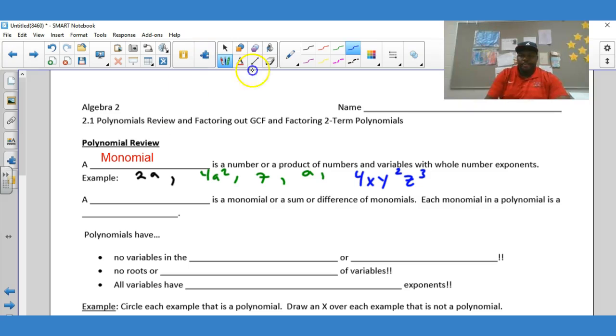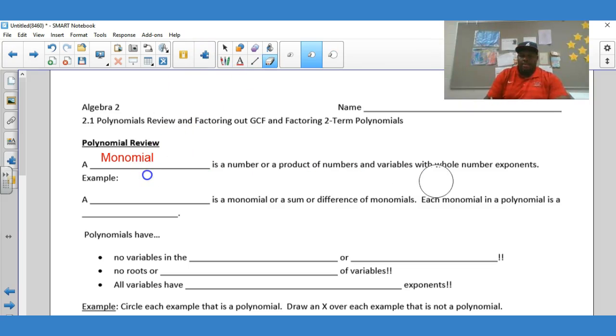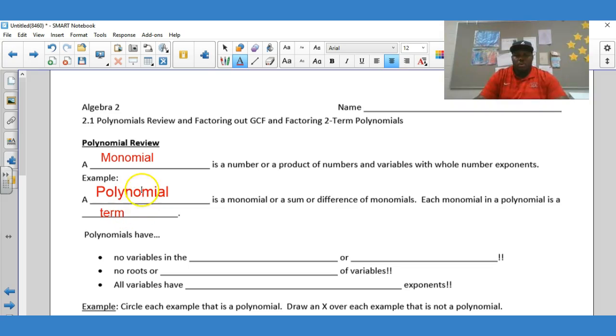Our next term is going to be polynomial. A polynomial is a monomial or a sum or difference of monomials. Each monomial in a polynomial is a term. So again, a polynomial is a monomial or a sum or difference, which means add or subtract, the sum or difference of monomials. So if you take those examples of monomials I had a second ago and add or subtract them, that becomes a polynomial because it's the sum or difference of those monomials. Each monomial in a polynomial is called a term.